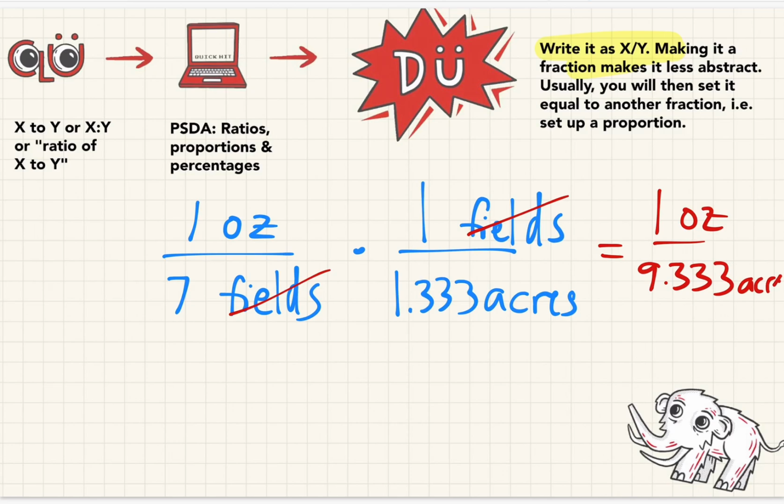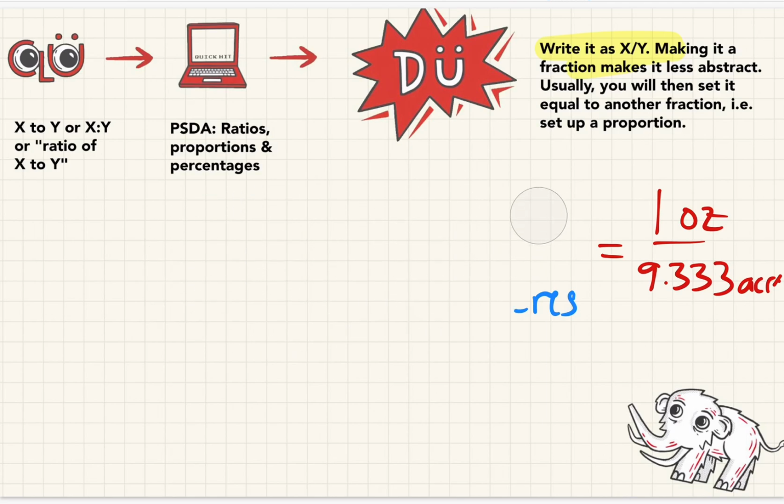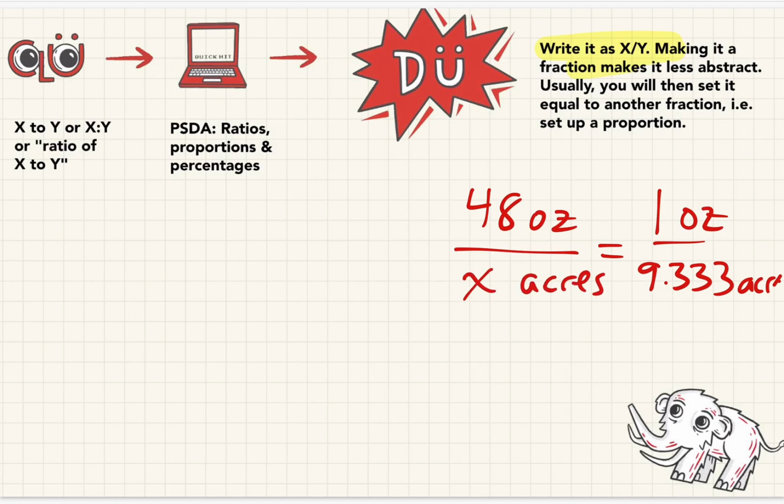Now here's where they're asking us to set this rate equal to another fraction where we change up the unit. They're saying 48 ounces. So instead of 1 ounce, how about 48 ounces? We've got to remember to keep ounces on top. This is a situation where it is a fraction equaling a fraction, and I'm going to cross multiply. 1 times x is x, and 48 times 9.33333 is, on my calculator, about 448, which is going to be answer choice C.